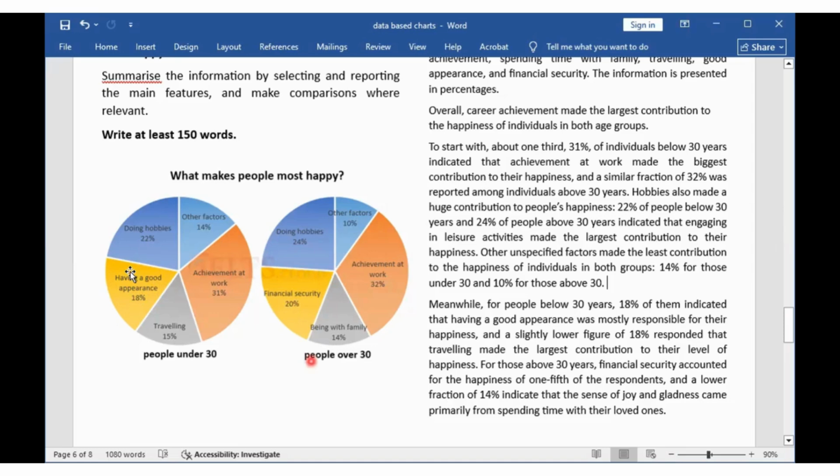It's good to always start with the first one because that's just basic common sense. Start with the first pie chart. So I started with this first pie chart, 18%. I came to traveling, 15%. And then when I came here, which one did I start with? For these people over 30, Vicky, which one did I start with?